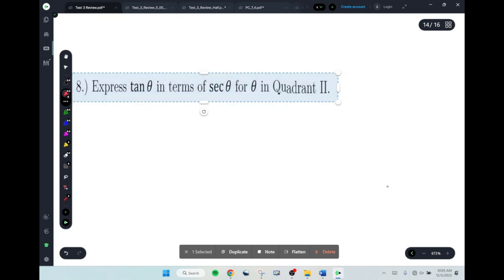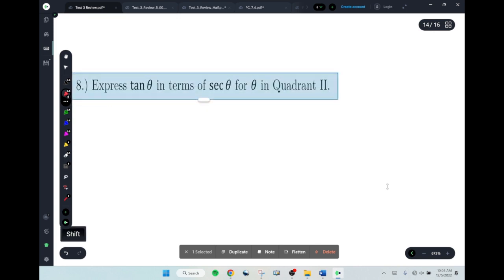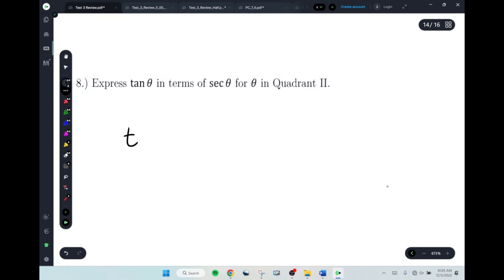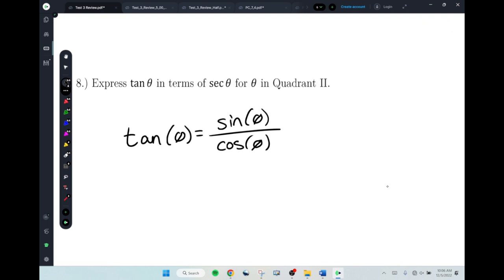What is tangent? It's sine over cosine. Tangent of theta is sine of theta over cosine of theta. Well, that still doesn't give us it in terms of secant. Well, we're supposed to.